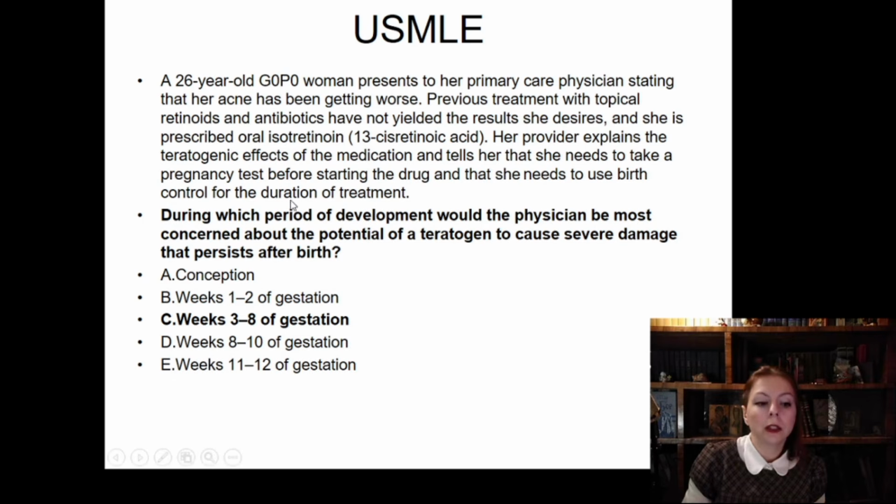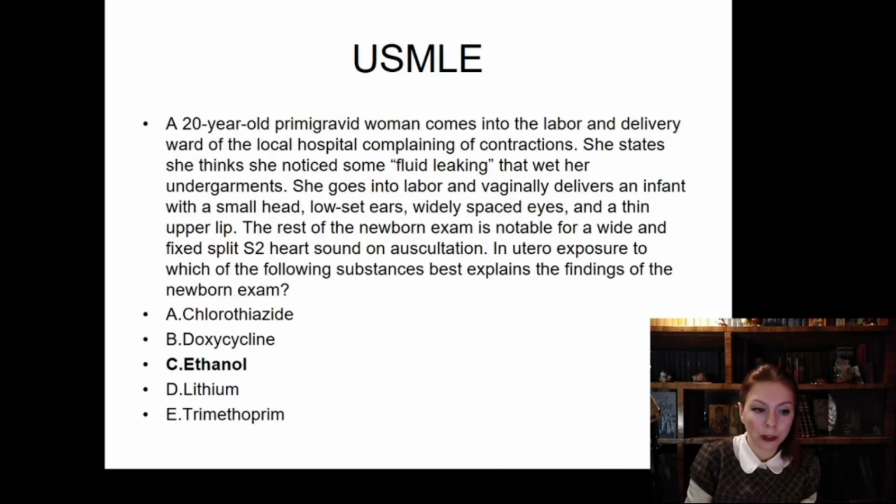Okay, and the question is, during which period of development would the physician be most concerned about the potential of a teratogen to cause severe damage that persists after birth? We are aware that between the 3rd and 8th week of gestation is the period when the general system of organs is formed, and exactly during this period the effect of every teratogen is very harmful. So you should remember this term, and this is exactly the period we have considered during this lecture.